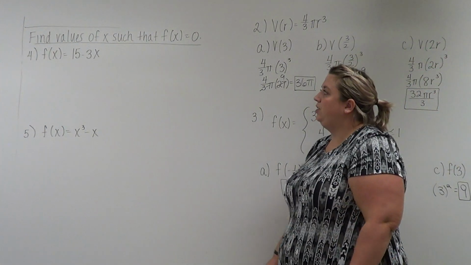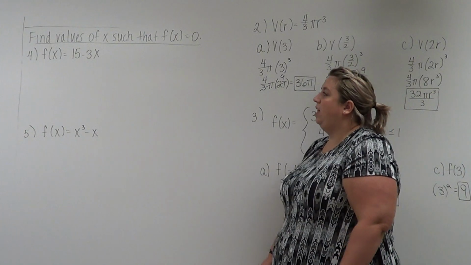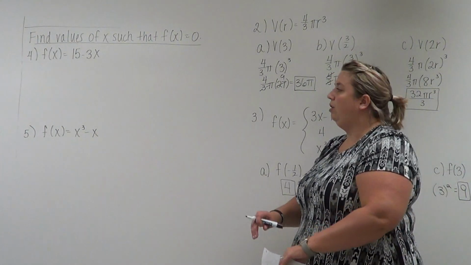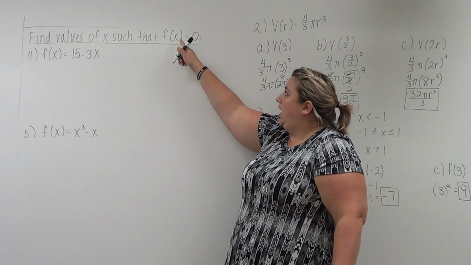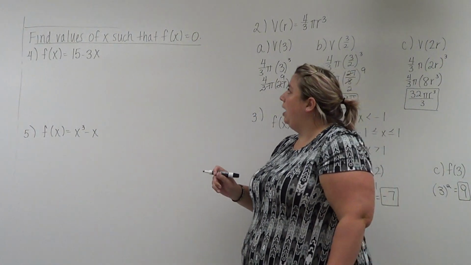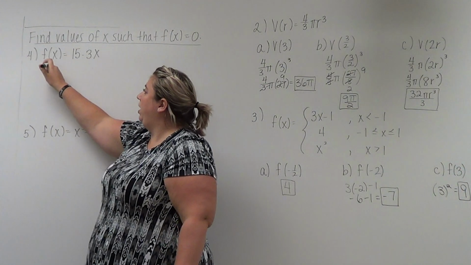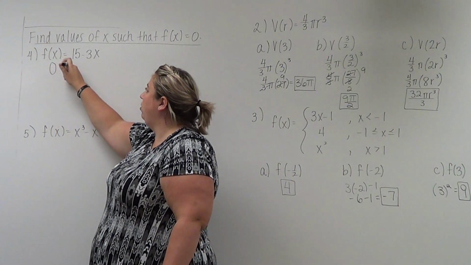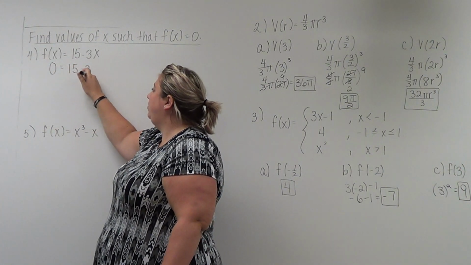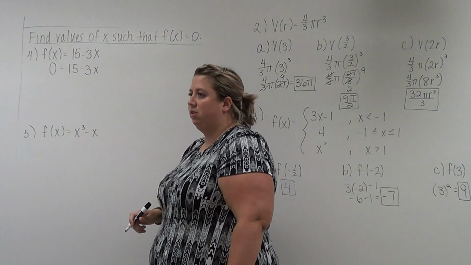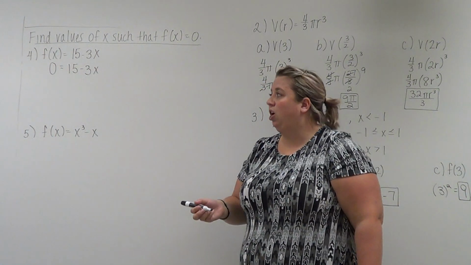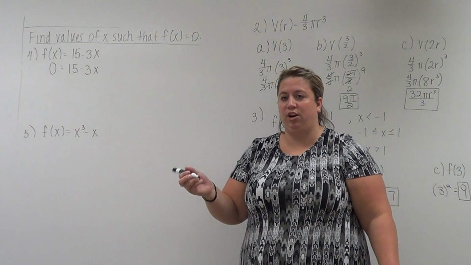Okay, so the next thing says find values of x such that f of x equals 0. So it's telling me that f of x is 0, so that means I'm going to put in 0 where I see f of x. So this would be 0 equals 15 minus 3x. Okay, then we're just going to solve it. Solve it by factoring or solve a linear.